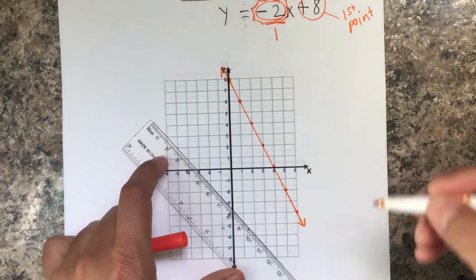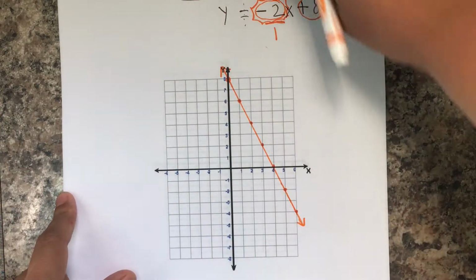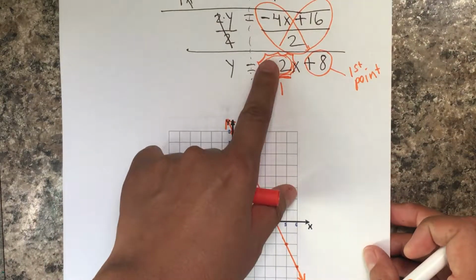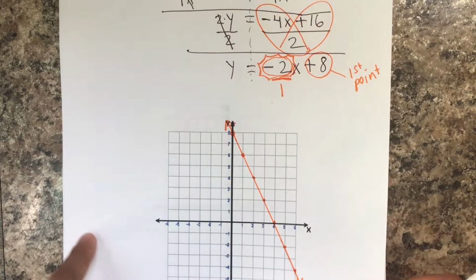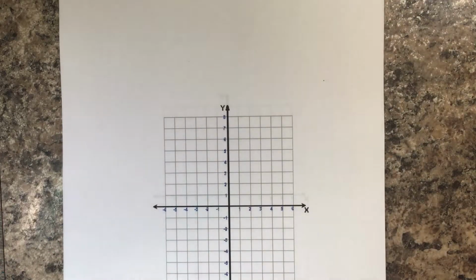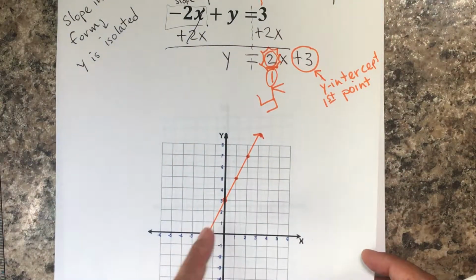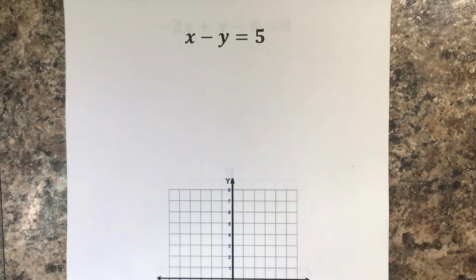Okay, arrows on both ends to say that the line goes on both directions infinitely. Notice how the slope is negative, my line is negative. Okay, and in the previous one, let me show you, the slope was positive, the line was positive. Okay, let's do one more.